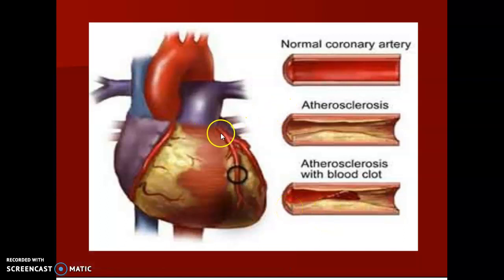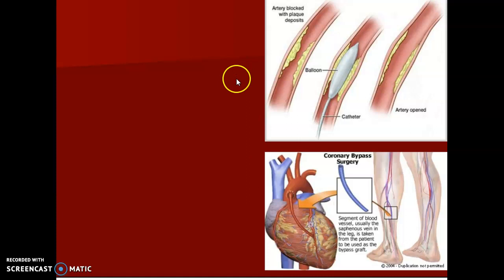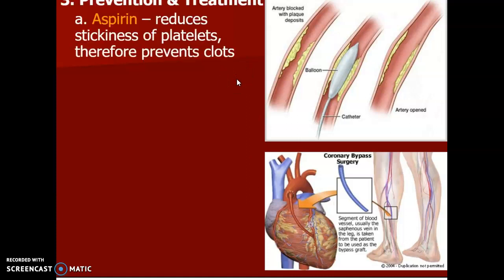So here comes blood down, but this artery is plugged up. So now blood can't get down here. This part of the heart does not get oxygen because the blood's not going down there. And it starts to die, and when it starts to die, that is a heart attack. Technically called a myocardial infarction. Myocardial walls. Now, what can you do about it?